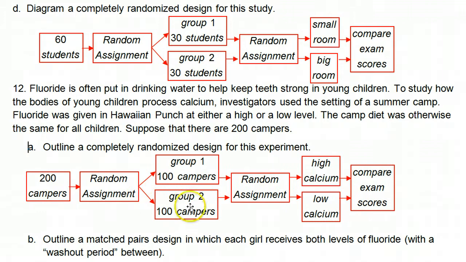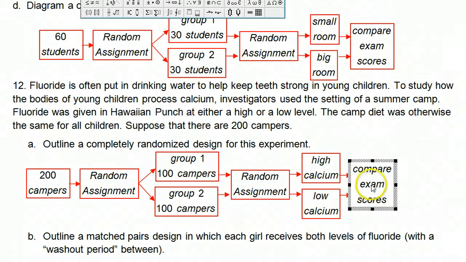All right, so here's your completely randomized experiment. 200 campers randomly assigned to two groups, 100 and 100 campers, who are randomly assigned their treatments. Group 1 is either going to be high calcium or low calcium. Flip a coin. Of course, we're not comparing exam scores. We are comparing tooth strength.